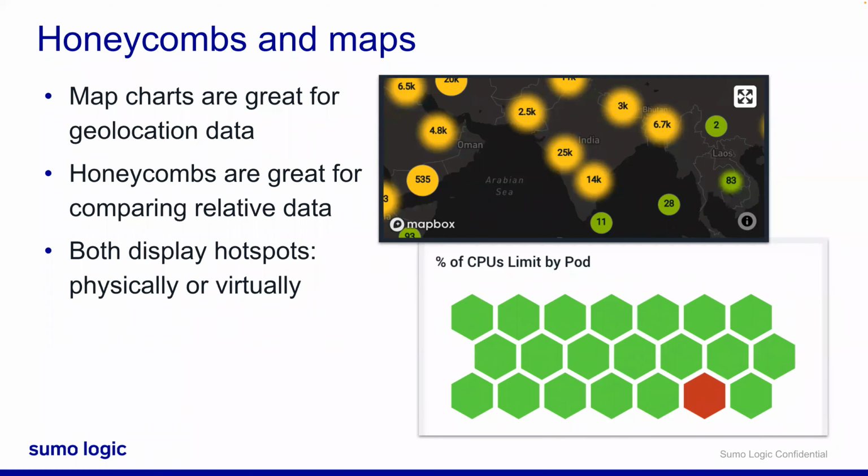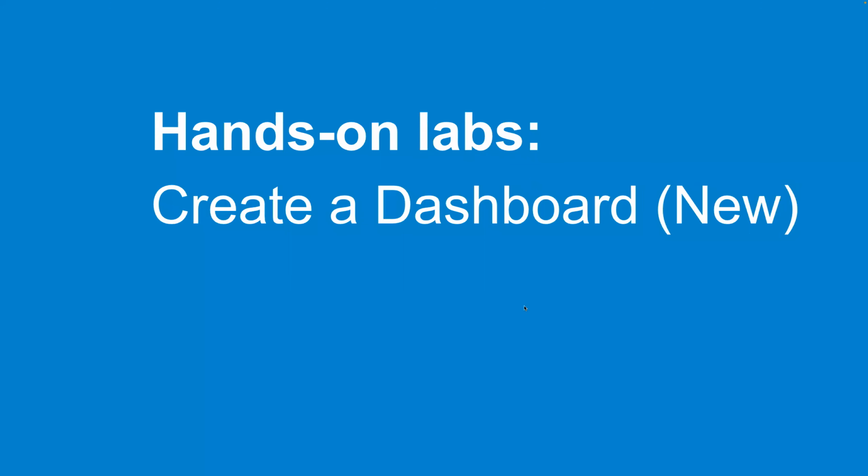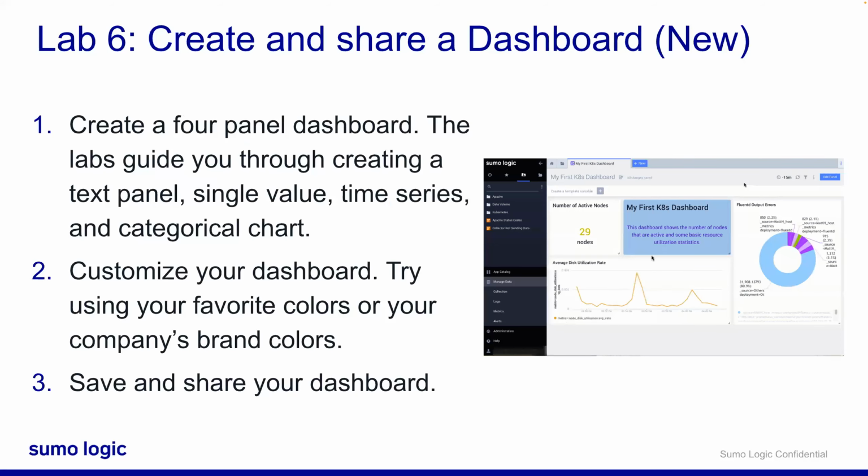All right, so what we're going to do now is go ahead and do the lab where we're going to create a dashboard. In this case, we're going to use lab 6. As it says here, we're going to create a 4-panel dashboard using those 4 features that I mentioned earlier. So the text panel, the single value, the time series, and then that categorical chart. That is not easy to say.